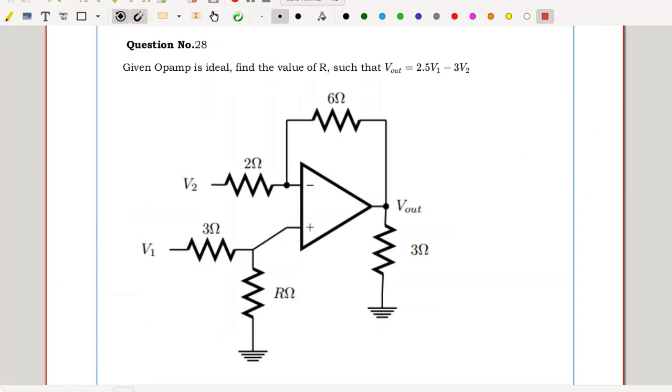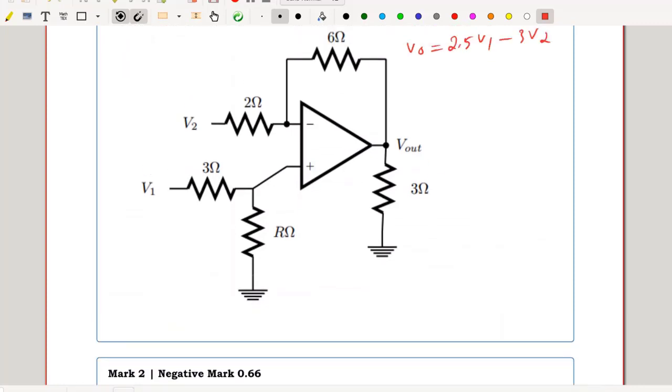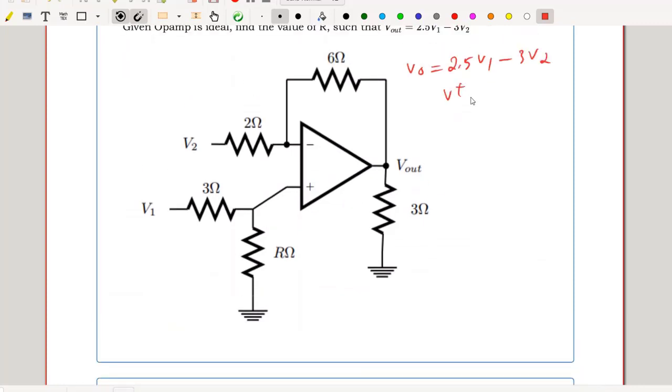Question number 28. Given the op-amp is ideal, find the value of R such that Vout equal to 2.5 V1 minus 3 V2. Vout is given as 2.5 V1 minus 3 times V2. Op-amp is connected in negative feedback mode, hence V plus equal to V minus is valid. V plus can be easily identified as V1 divides between R, hence my V plus is equal to V1 multiplied by R divided by 3 plus R. That should be equal to my V minus due to the negative feedback.